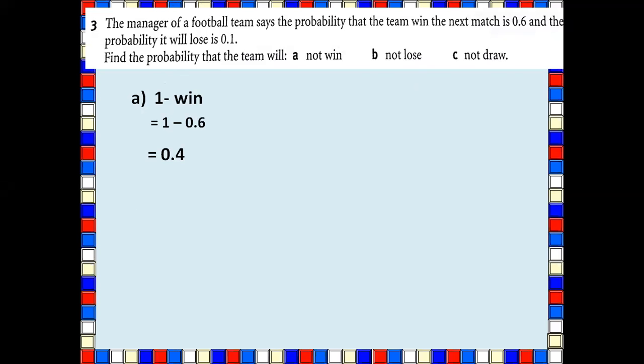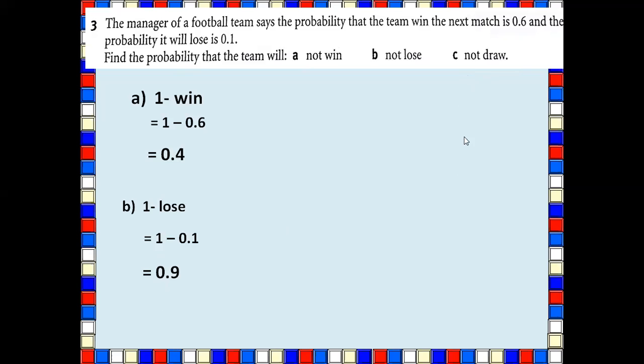I think it will be 0.9. Excellent. Losing is 0.1. So not losing, 1 minus 0.1, which is 0.9. Be careful. Not losing doesn't necessarily mean winning, because they might get a draw. Like for example, C. Thank you.